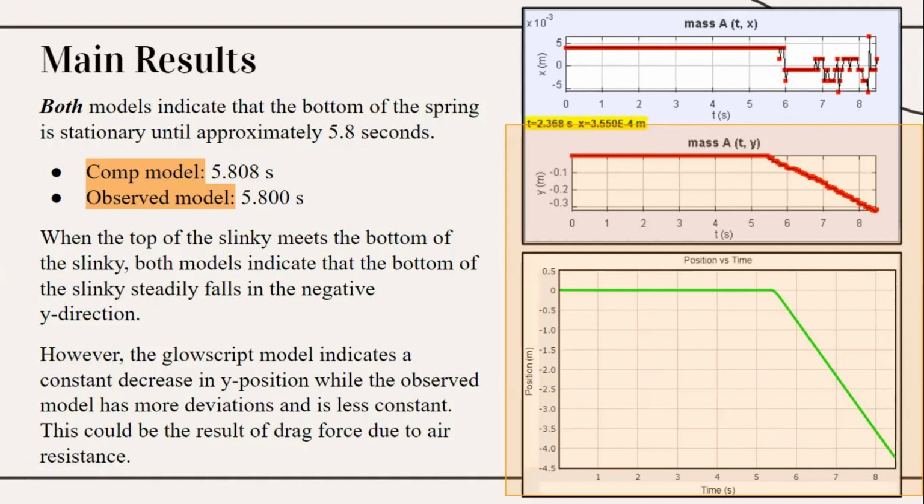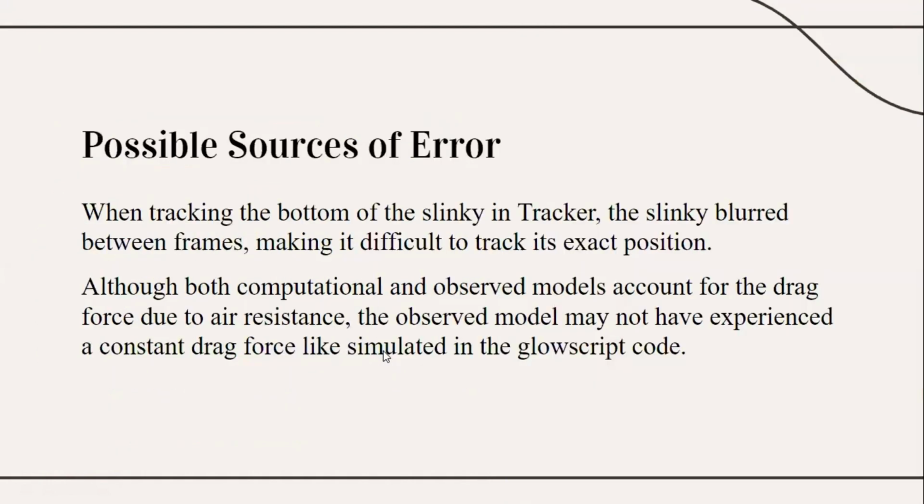falling. However, the GlowScript model on the bottom indicated a constant decrease in y position, while the observed model had more deviations and is less constant. This could be the result of drag force due to air resistance.